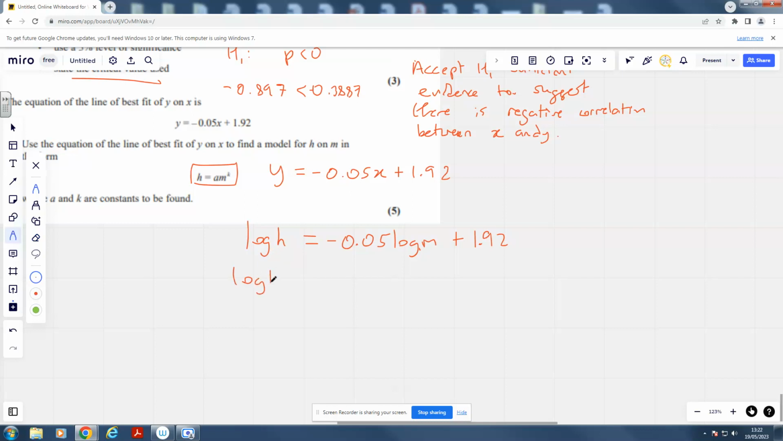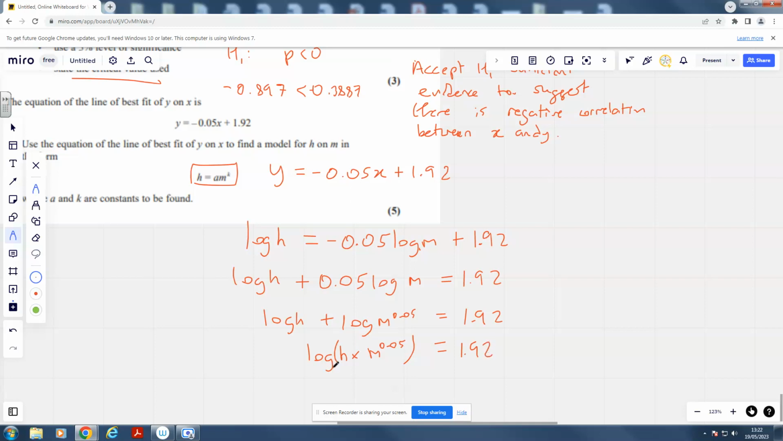So take this all onto one side, log h plus 0.05 log m. There's several ways you can do these questions without a doubt. Put that up as a power, so log h plus log m to the power of 0.05 equals 1.92. Combine these, and you're going to get log of h times m to the 0.05, in a bracket if you like, equals 1.92.